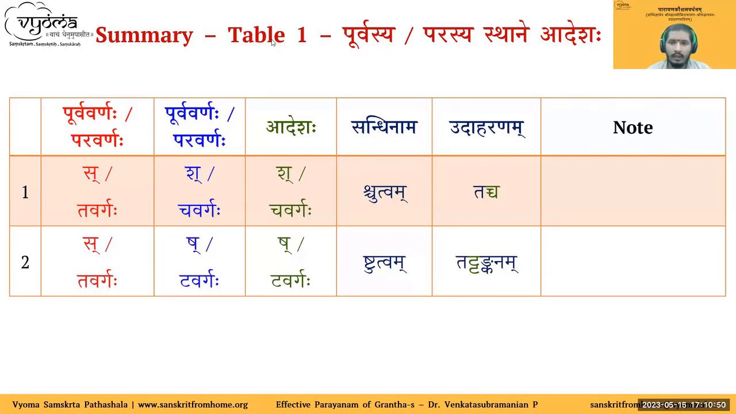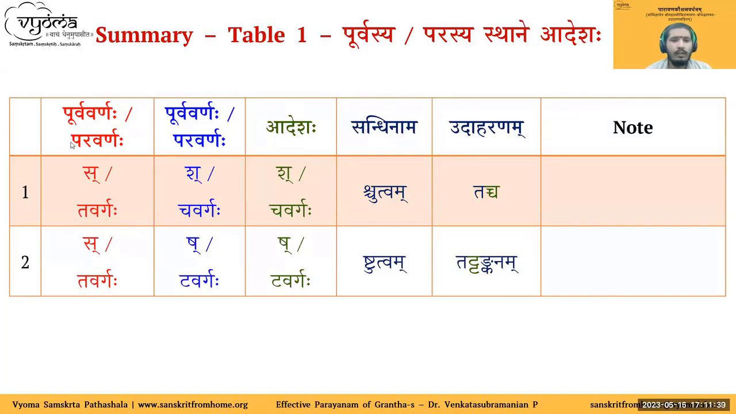In the second type, you get the Adesha in the place of Puravarna. That is, Puravarna is fixed, Paravarna is fixed, and we get the Adesha in place of Puravarna. The third is, we get the Adesha in place of Paravarna. And the fourth one is, there is no Adesha, but there is Agama. So, like this, there are four ways of understanding Vyanjanasandhis. In this first table, we'll be seeing the first type, that is, Purvasya Parasya va Sthane Adeshaha.